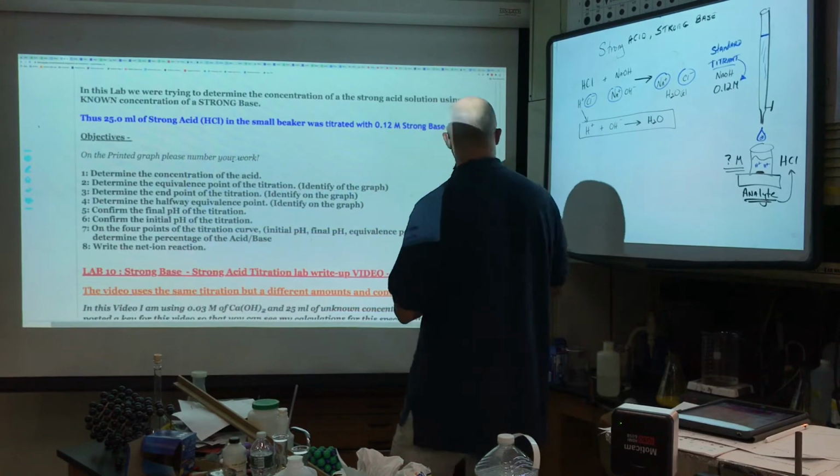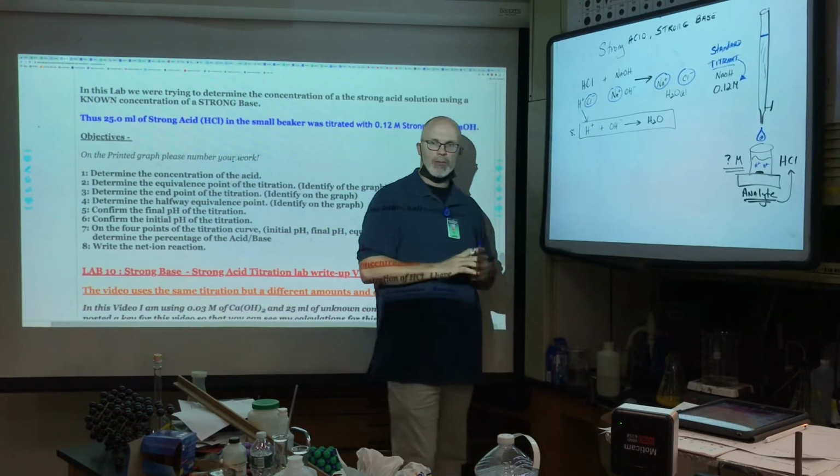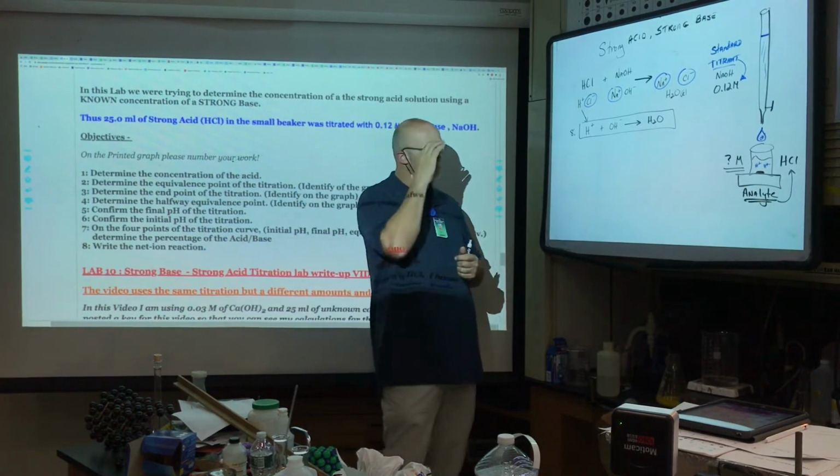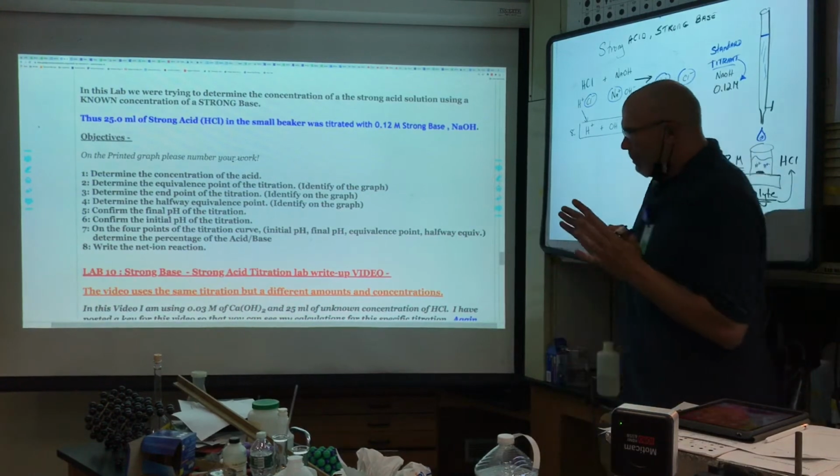The net ion equation, so number this 8. Put an 8 in front so I can go find it. Wherever you put it, I'll find it. It's number 8. It's net ion equation. Now, I want to stop and make a point here.